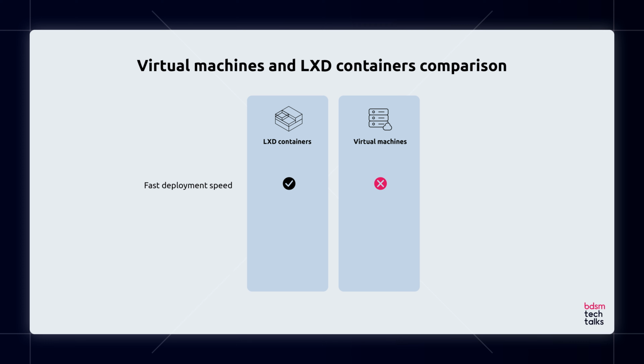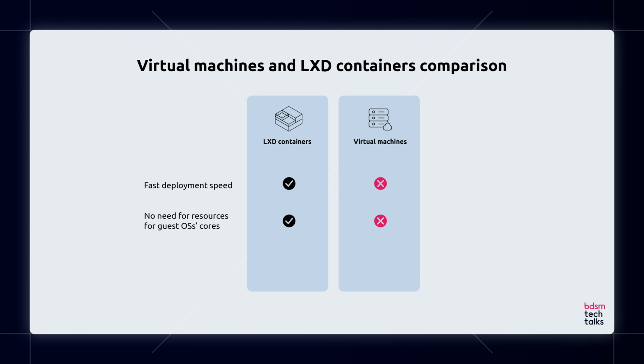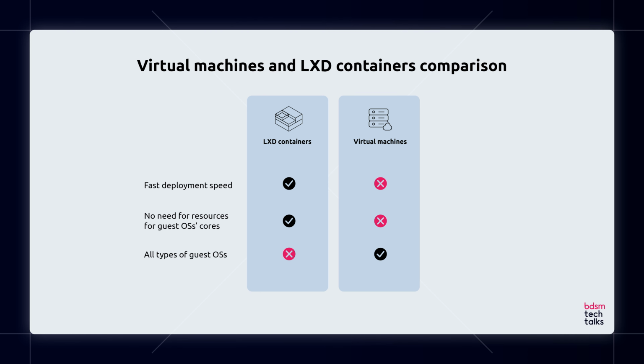LXD containers are faster than virtual machines. Unlike virtual machines, LXD containers do not need to allocate RAM for the OS kernel, because they use the host operating system kernel. The downside of this is that you can only use Linux family operating systems, which can be unsuitable for some business processes. The isolation of LXD containers is higher than that of Docker.